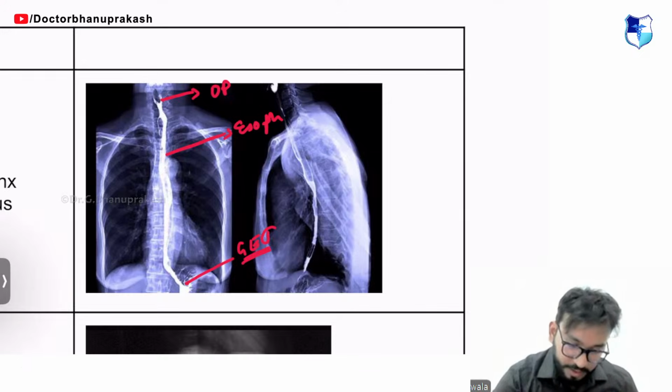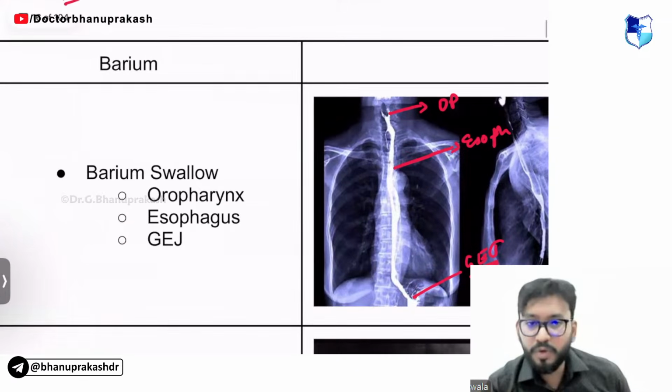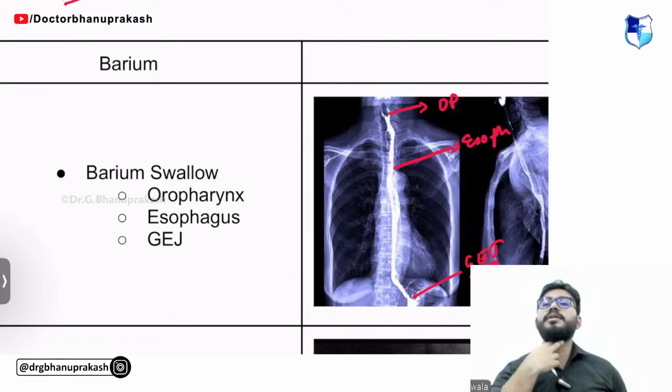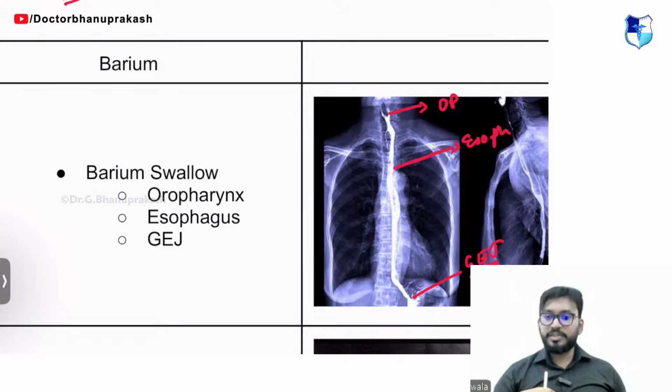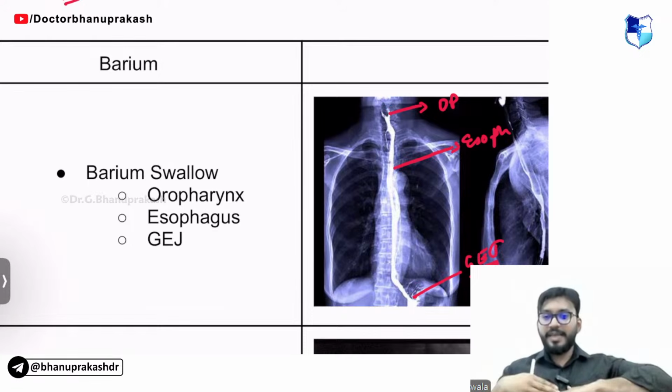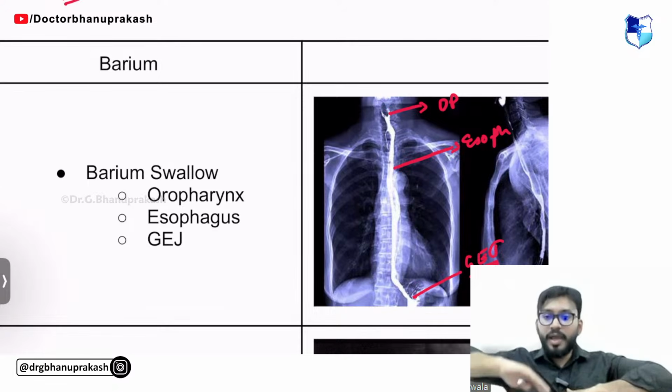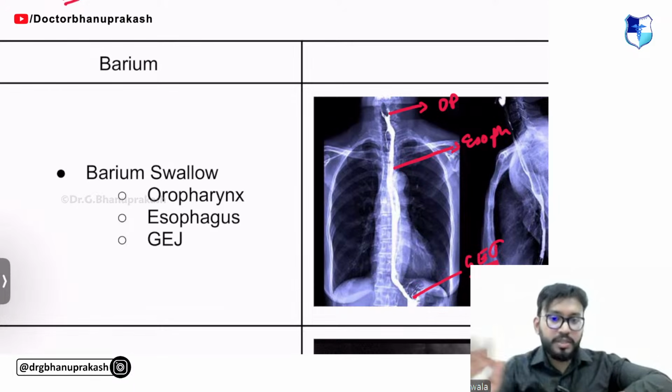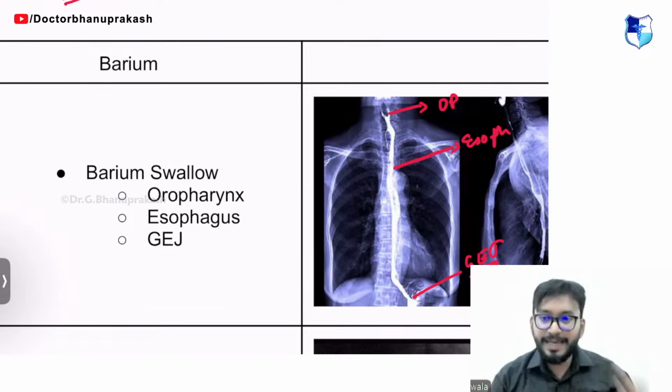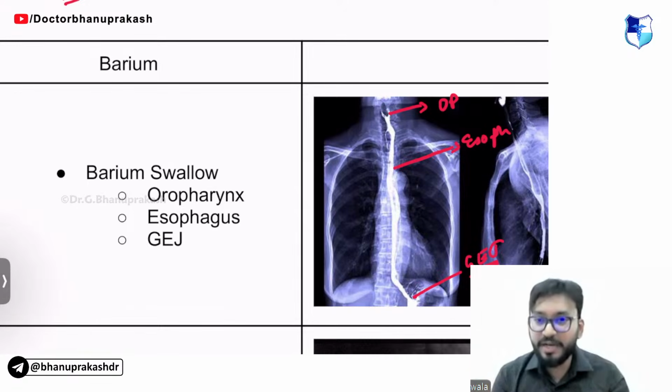Okay, let's look at this. Barium swallow shows you three structures, from top to bottom: oropharynx, esophagus, GE junction. Now our car has stopped at the GE junction. Any investigation that is beyond this will show you what? What is the next logical step? What is the next organ in continuity, guys?